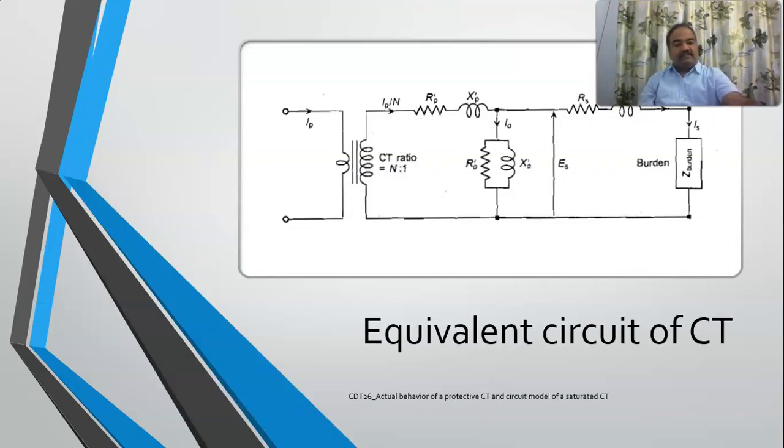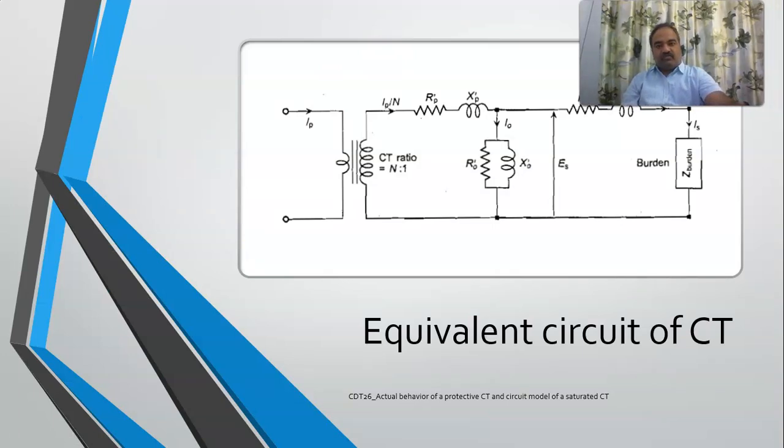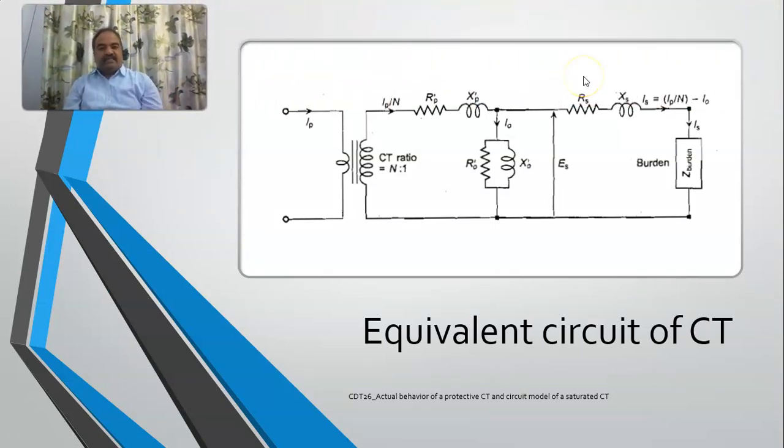This is the equivalent circuit of any transformer. In our case it is a current transformer, but any transformer will basically have two windings, right? I'll take a two-winding transformer. There may be a three-winding transformer or an autotransformer also, but let us confine ourselves to a two-winding transformer. Either of the two windings will have a resistance and an equivalent leakage reactance.